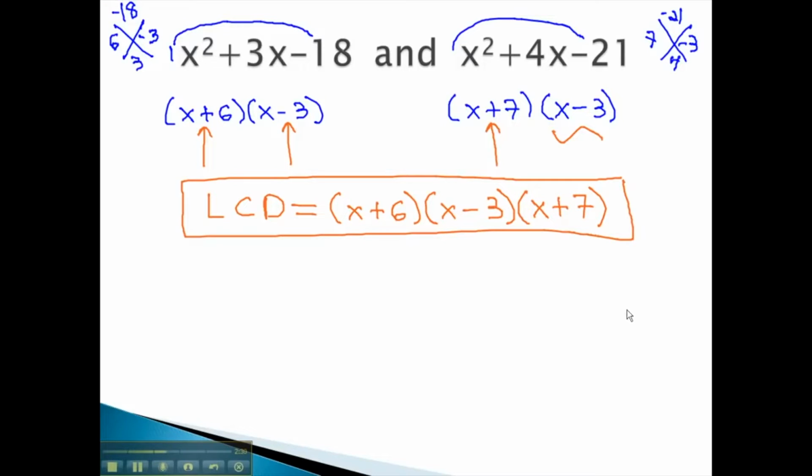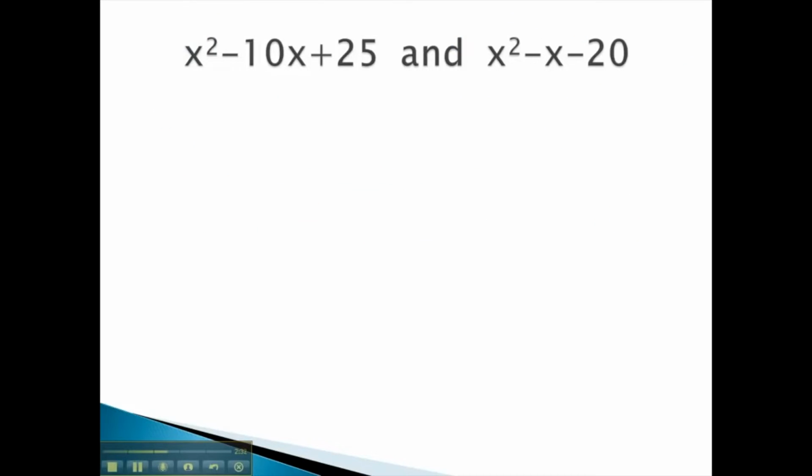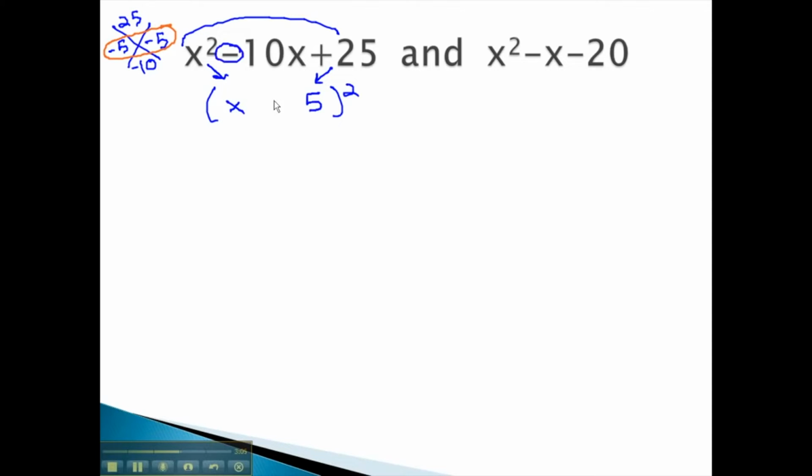Let's take a look at one more example where we find the LCD by factoring. Using the AC method on these polynomials, we would want to multiply to 25 and add to negative 10. This would be negative 5 and negative 5. This is interesting to us because the negative 5's match. It means we have a perfect square. Recall that we factor a perfect square by taking the square root of the first term and the last term, x and 5, and the sign from the middle.